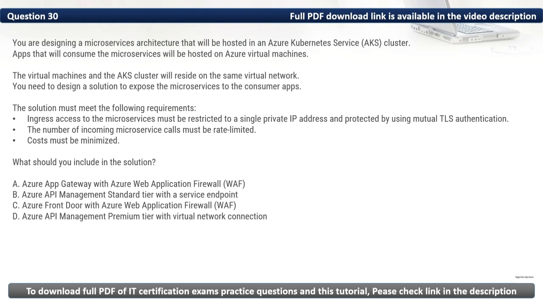Question 30. You are designing a microservices architecture that will be hosted in an Azure Kubernetes service cluster. Apps that will consume the microservices will be hosted on Azure virtual machines. The virtual machines and the AKS cluster will reside on the same virtual network. You need to design a solution to expose the microservices to the consumer apps. The solution must meet the following requirements. Ingress access to the microservices must be restricted to a single private IP address and protected by using mutual TLS authentication. The number of incoming microservices calls must be rate limited. Costs must be minimized. What should you include in the solution?